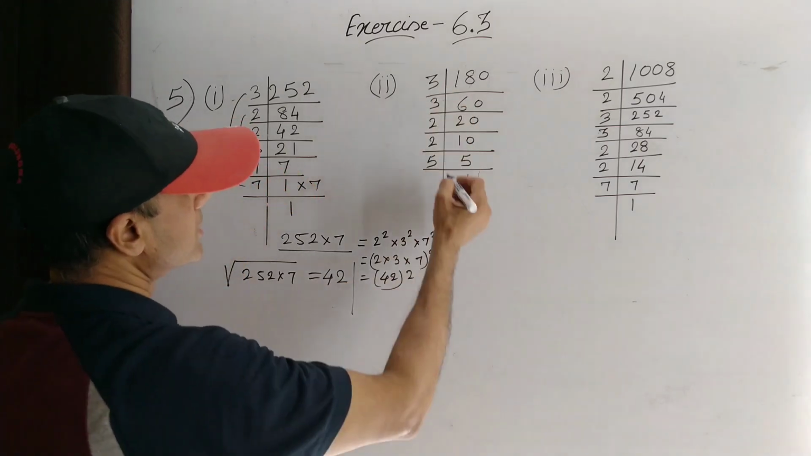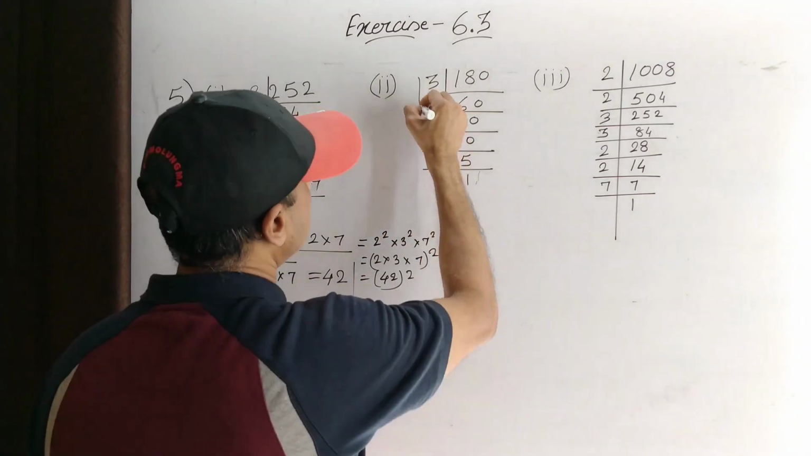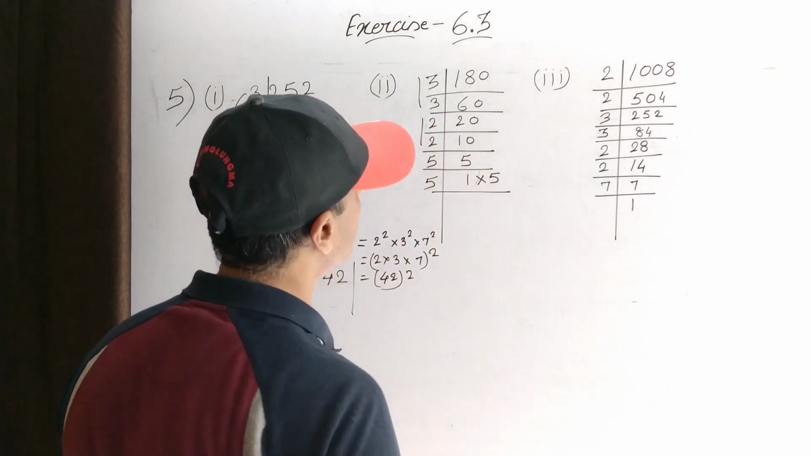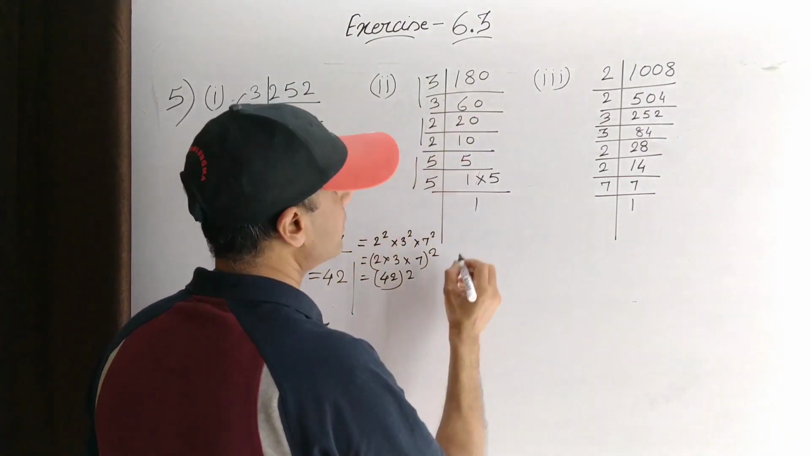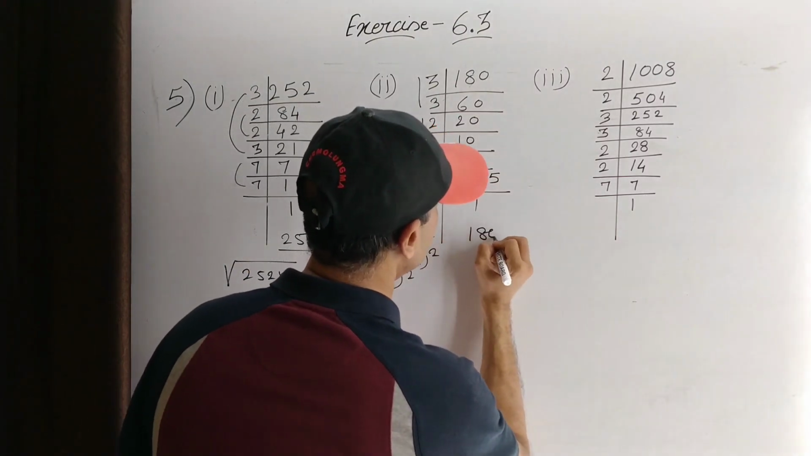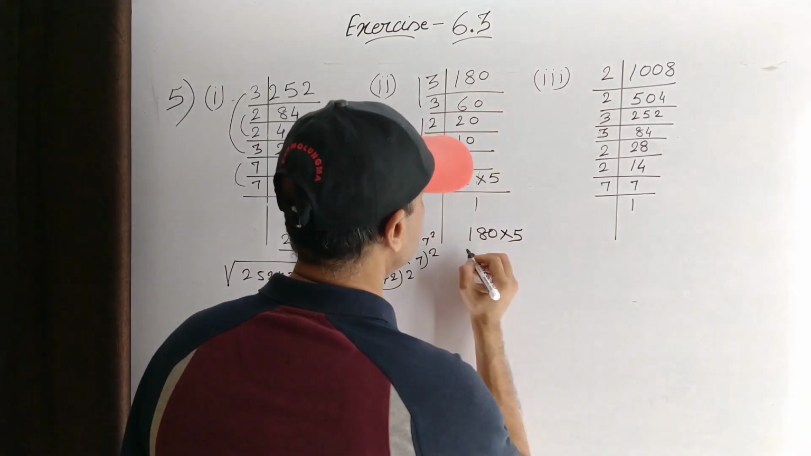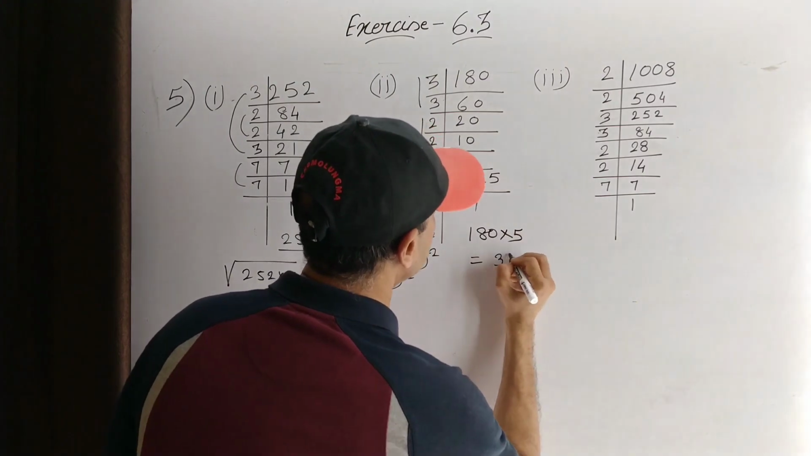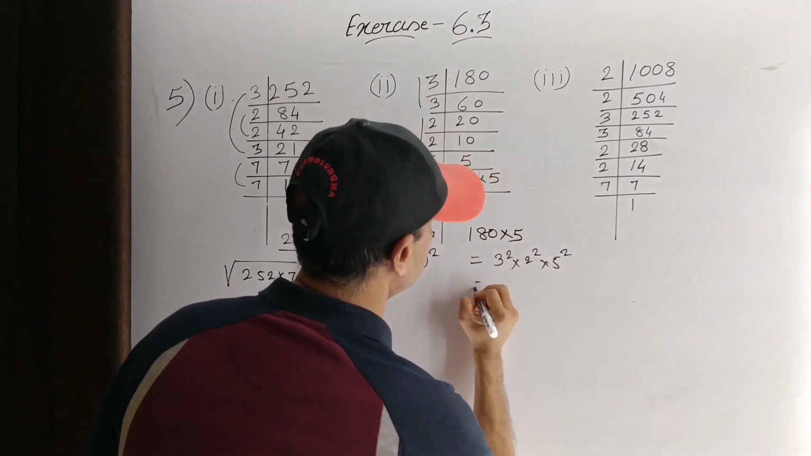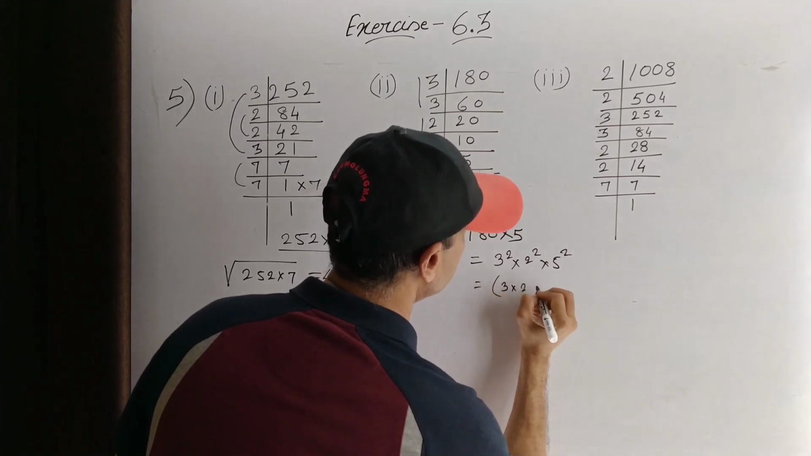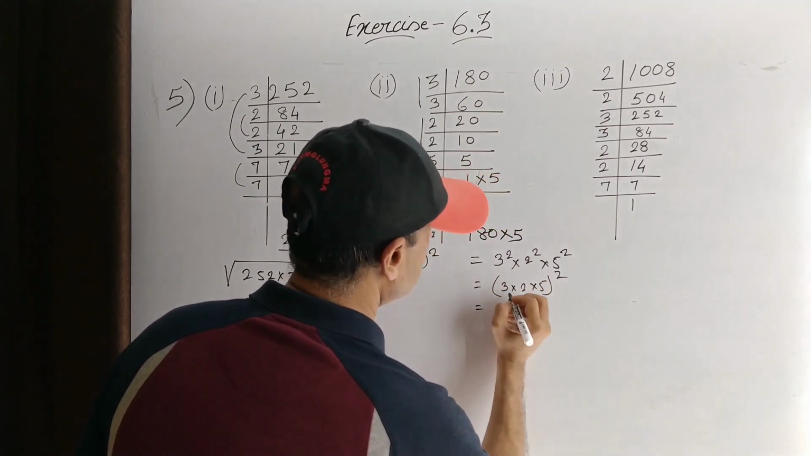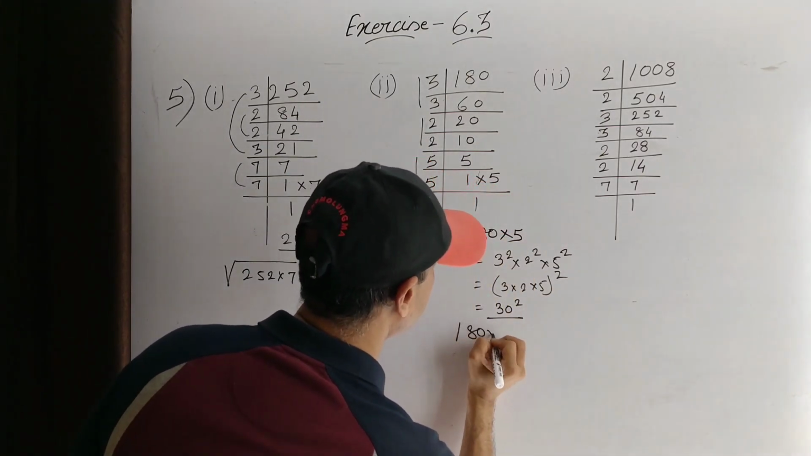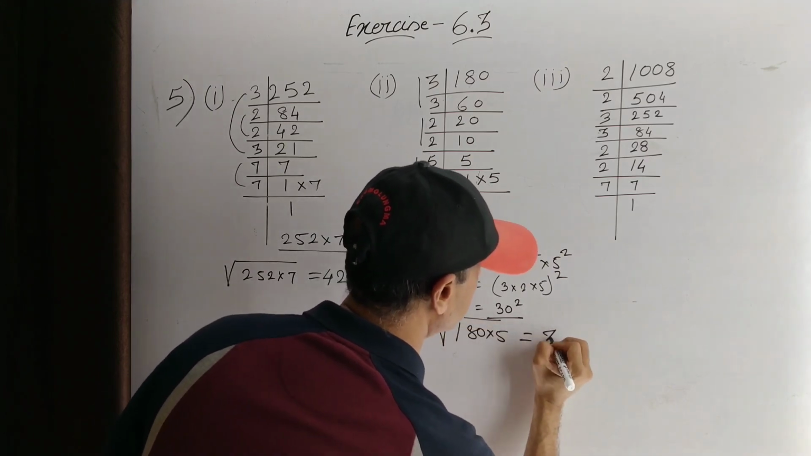Clear? The next one, same way, we have already derived the prime factors, but 3 is in pair, 2 is in pair, 5 is not in pair. So we'll multiply this with 5 and we'll obtain a pair of 5 also. And the number so obtained will be a perfect square. So now the new number obtained will be 180 into 5. And we have to find the square root of this number. So this 180 into 5 is equal to 3 square into 2 square into 5 square, that is (3 into 2 into 5) whole square, that is 30 square, and square root of 180 into 5, the new number obtained, will be equal to 30.